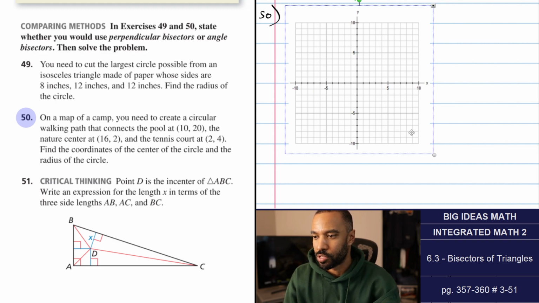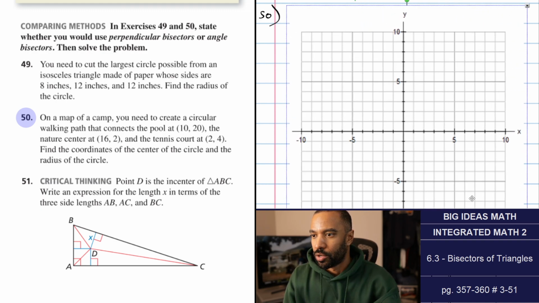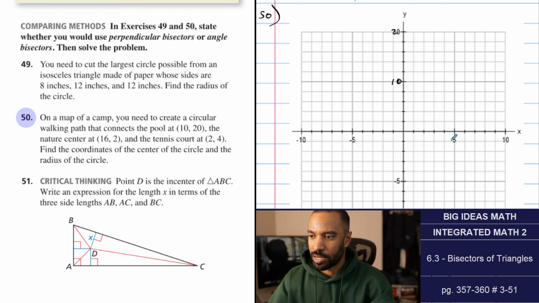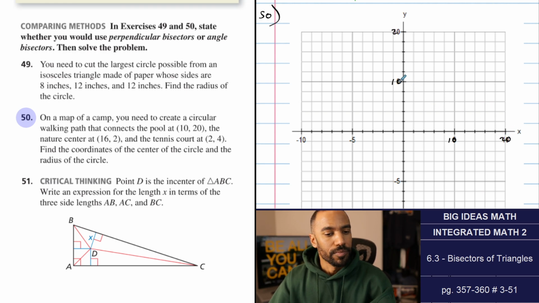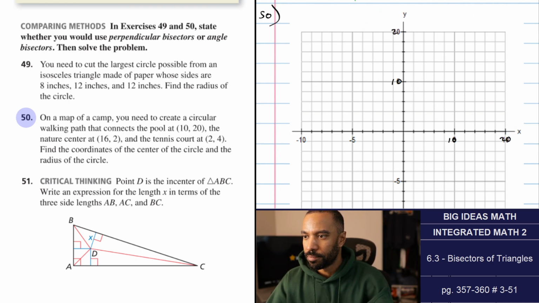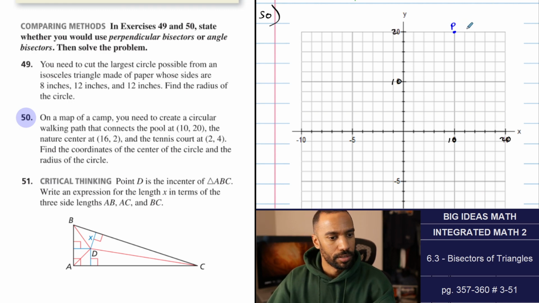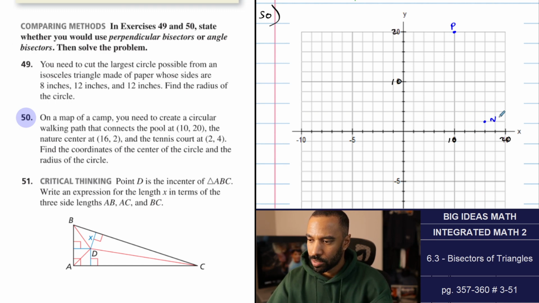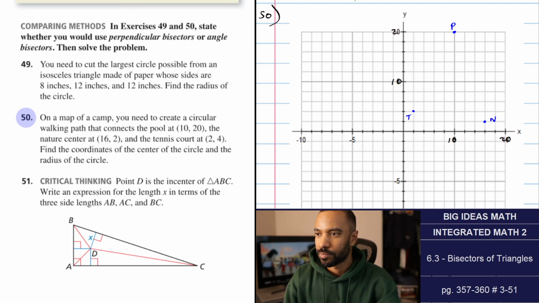Okay, I'm going to actually grow this, not shrink it. Okay, so I'm going to go by 2s. So this is going to be a 20 now, and this is 10. Okay, so at 10, 20, I'm going to have this guy. This is the pool. The nature center at 16, 2. And the tennis court at 2, 4. So tennis court, okay? Let's do that.